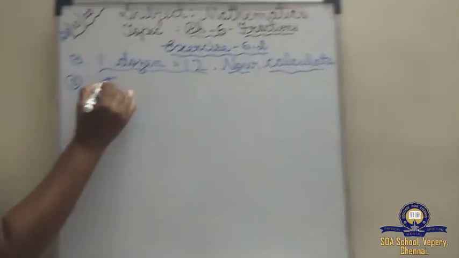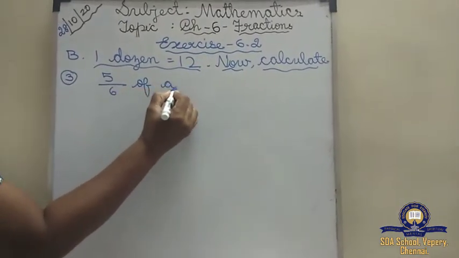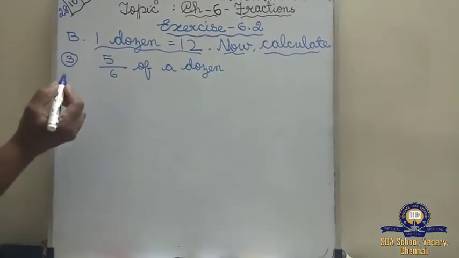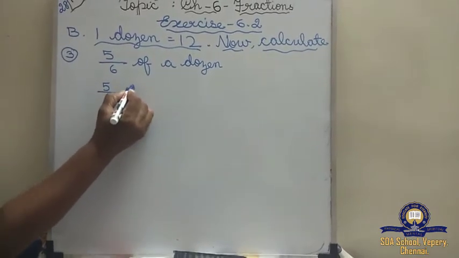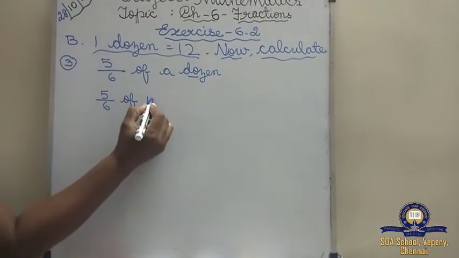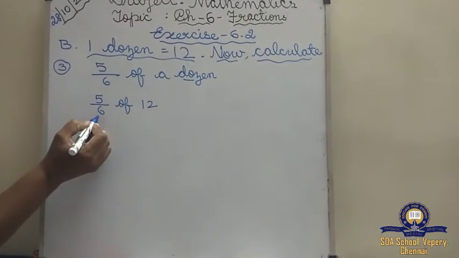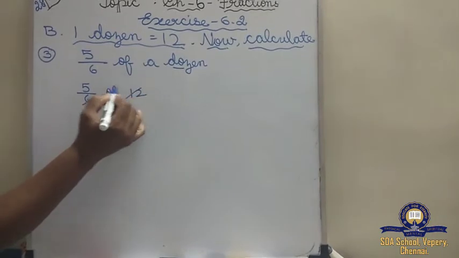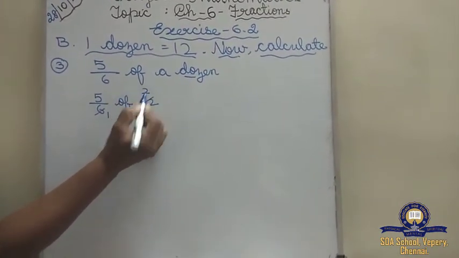Third sum, 5 by 6 of a dozen. So what you have to do, children? 5 by 6 of dozen means what? 12. 1 dozen is equal to 12. Okay, children. So 12 goes in 6 tables. 1 6 is 6. 2 6 are 12. So what will come?